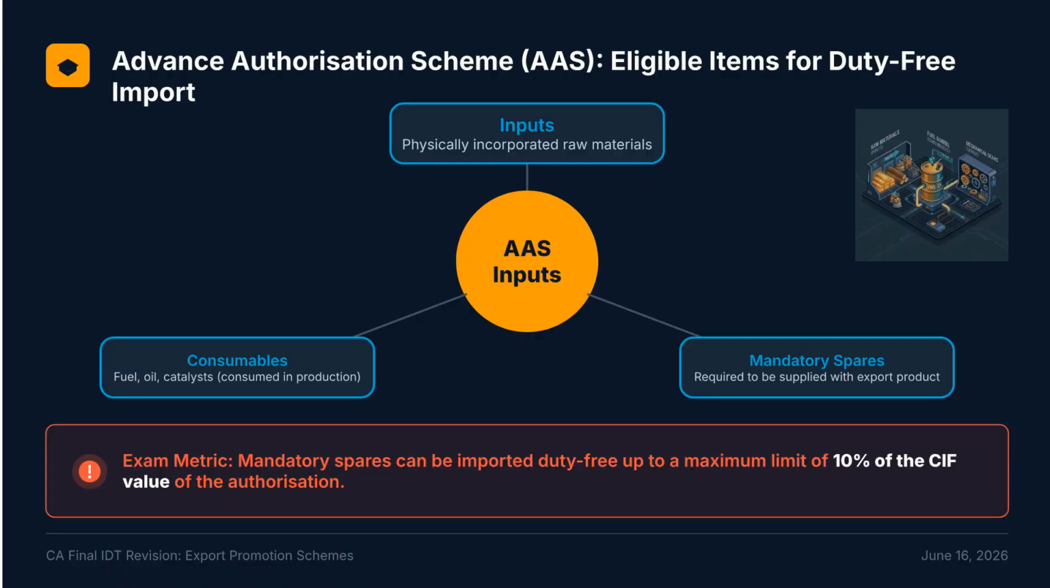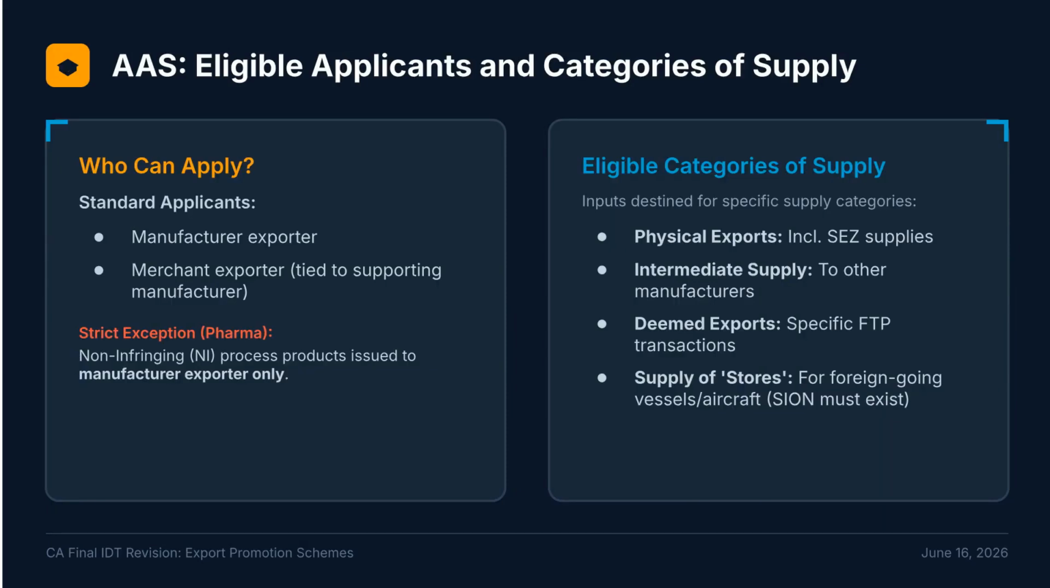However, remember the important exam figure here. Mandatory spares can be imported duty-free only up to 10% of the CIF value of the authorization. Think of AAS as covering everything necessary to manufacture and deliver the final export product. Now let's see who can obtain an advance authorization. Generally, it can be issued either to a manufacturer exporter or to a merchant exporter supported by a manufacturer.